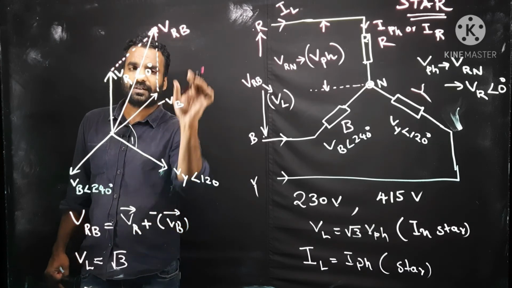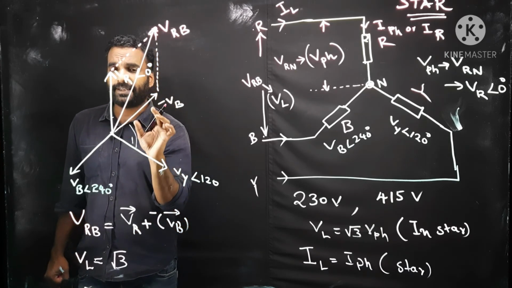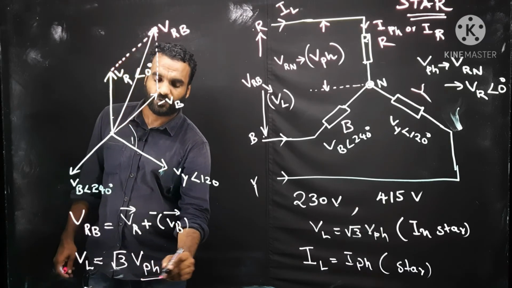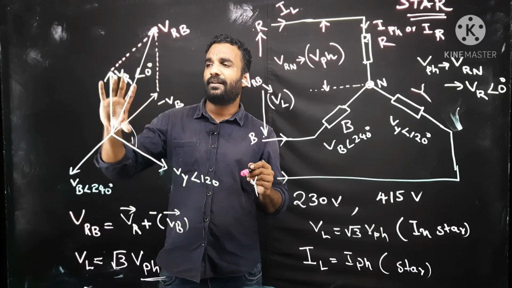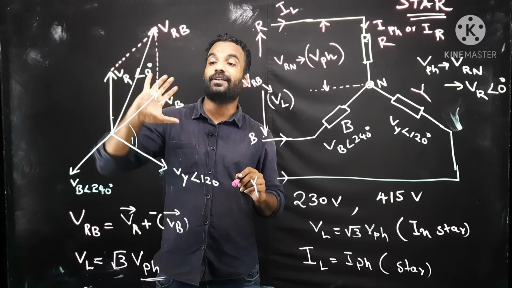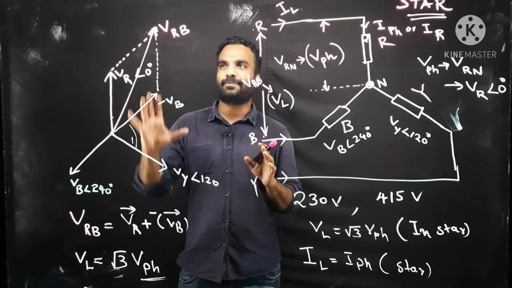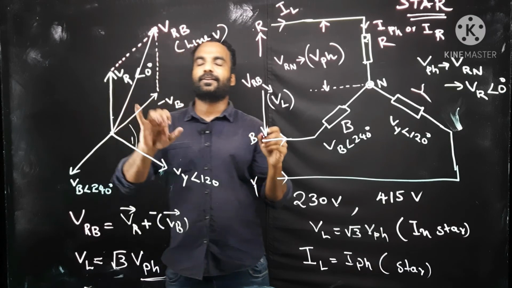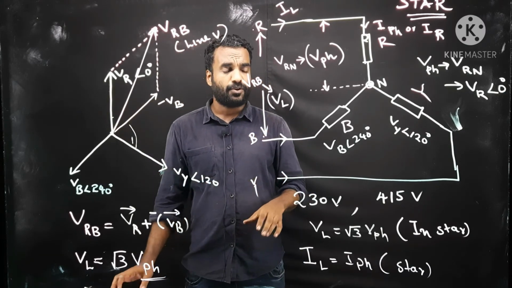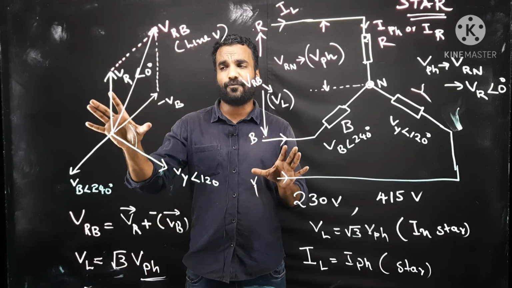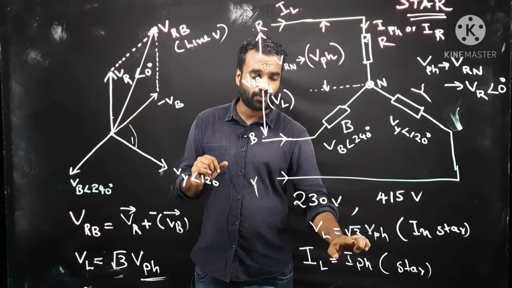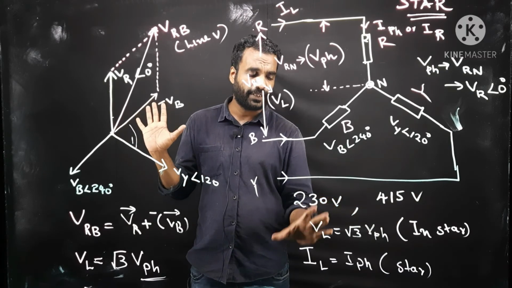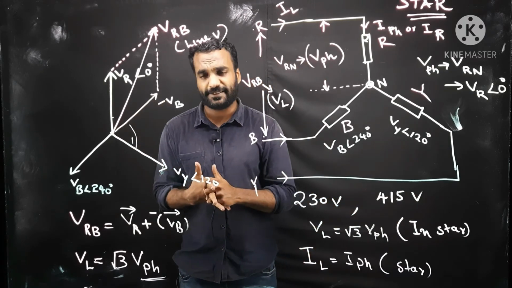Anyhow, if you do the derivation by taking the parallelogram resultant, you will get V line equal to root 3 V phase. Anyhow, what was my aim? VRB is much higher than VR and VB. That is the concept of line voltage. VRB is line voltage, where VR and VB are phase voltages. So this is the star voltage relation. V line is root 3 V phase. V line is somewhat 450 volt. V phase is the normal phase voltage. Whereas I line and I phase are the same.